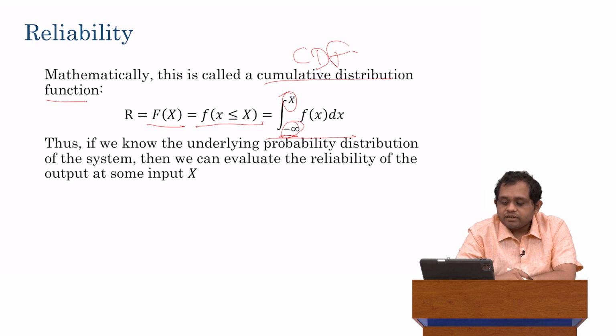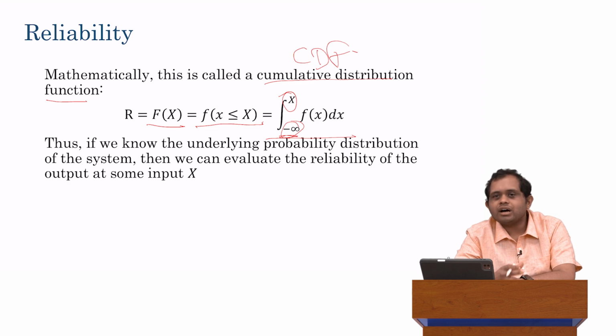Thus, what we can find is, if somehow we know the underlying probability distribution of the system. So if somehow I could say I know what is the probability distribution that the car is going to turn on or the car is going to turn off. If somehow I knew that, then I can evaluate the reliability of the output at some input x.